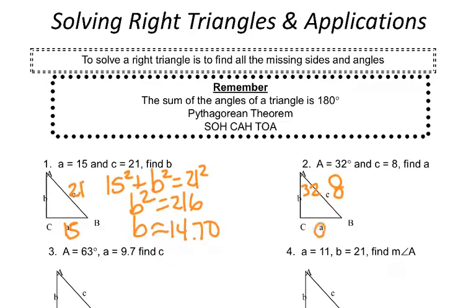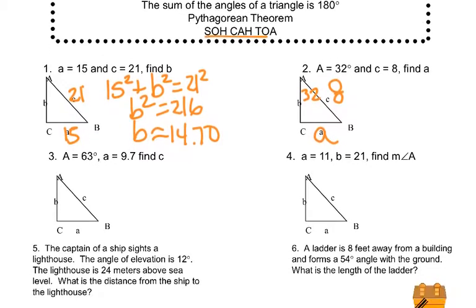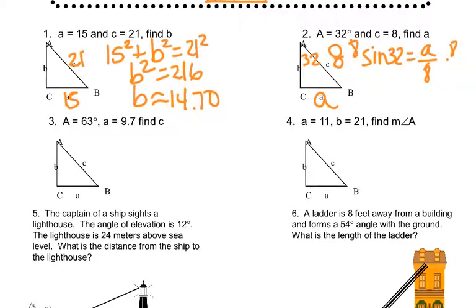But now getting into more of the trig: if angle A is 32 and side C is 8, find A. Do you remember how we would do this? You'd want to look at SOH CAH TOA. Is it a SOH, a CAH, or a TOA? It's a SOH. The sine of 32 is opposite over hypotenuse. We would solve that by multiplying both sides by 8, typing 8 sine 32 in our calculator, and rounding it to 4.24.